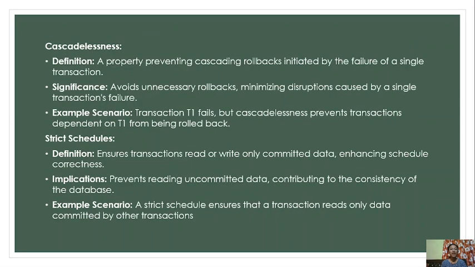The next one is cascadelessness, a property preventing cascading rollback initiated by the failure of a single transaction. It avoids unnecessary rollbacks, minimizing disruptions caused by a single transaction's failure. For example, if a transaction T1 fails, cascadelessness prevents transactions that depend on T1 from being rolled back.